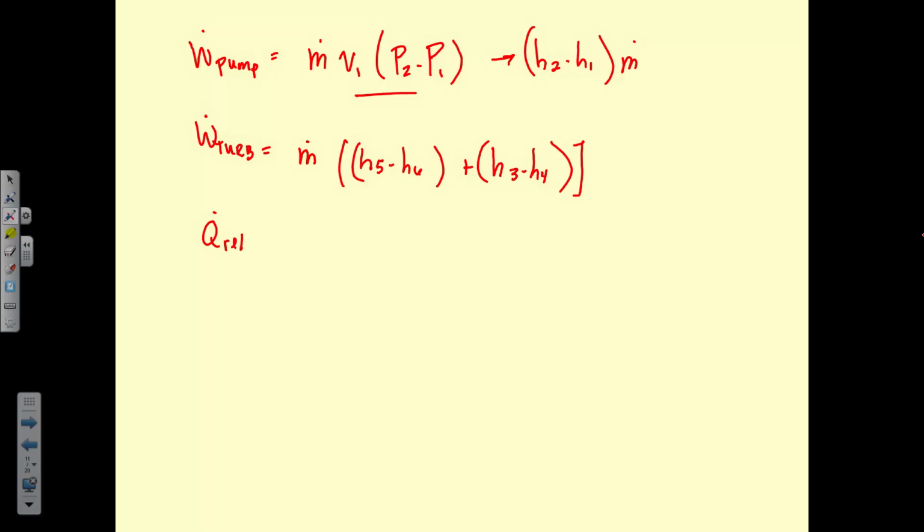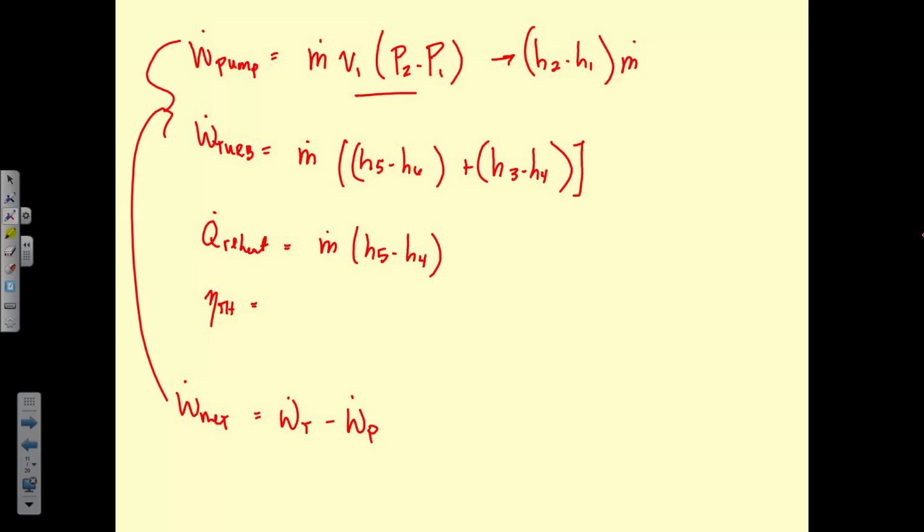And Q dot reheat is equal to m dot times (h5 minus h4). And then our thermal efficiency is equal to work dot net, which is just equal to the work dot of the turbine minus the work dot of the pump. So these two values you already calculated. So then our thermal efficiency is equal to work dot net over Q dot in, where work dot net is equal to this value here. And our Q dot in is m dot times (h3 minus h2) plus this Q dot reheat.